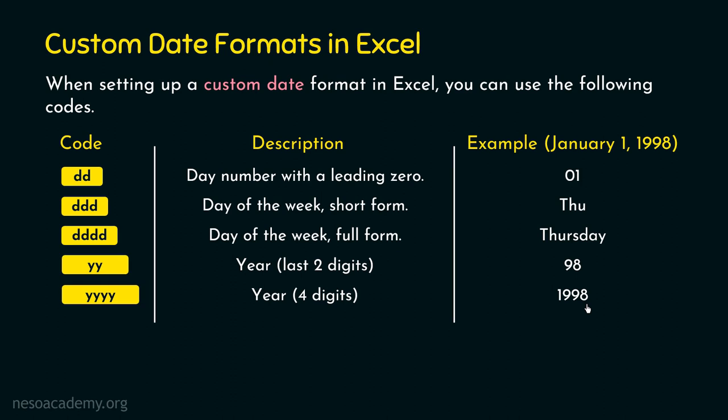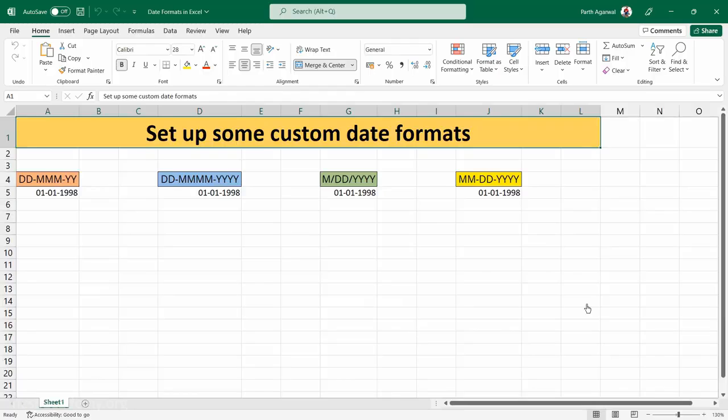Now, as you are clear with this concept of using codes in Excel, I am going to take you to an Excel spreadsheet where we are going to set up some custom date formats for better understanding. So here we are inside of our spreadsheet. Now to practice alongside, you can download this spreadsheet using the link given in the description below.